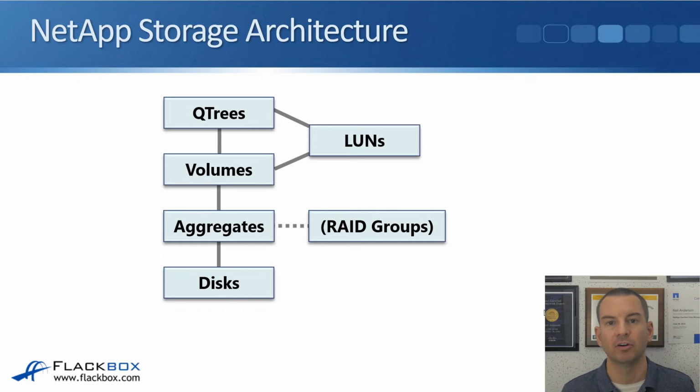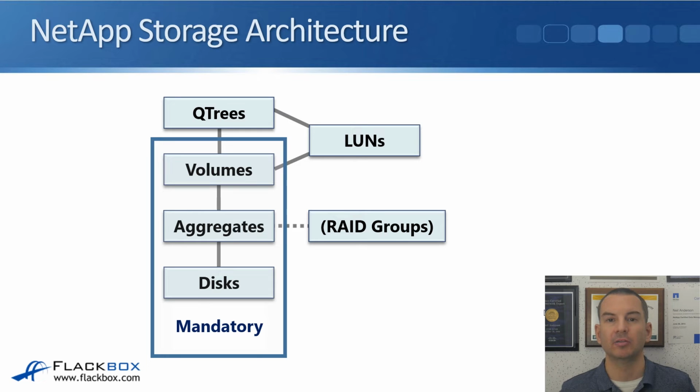That's how you present the storage to the clients. If you're not using SAN, then you won't have LUNs. And LUNs go in either a qtree or into a volume. And as I said, the lowest level that clients can access their data at is the volume. So those are the mandatory components, the disks, the aggregates, and the volumes.